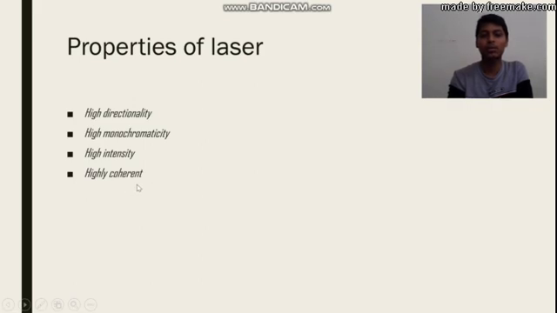Laser is highly coherent because the particles in the laser are in order. They are in phase with each other. Actually, there are two kinds of phase: temporal phase and spatial phase. Phase can be described by coherency, and there are two kinds of coherency: temporal coherency and spatial coherency. Temporal coherency is also termed longitudinal coherency, and transverse coherency can be known as spatial coherency.